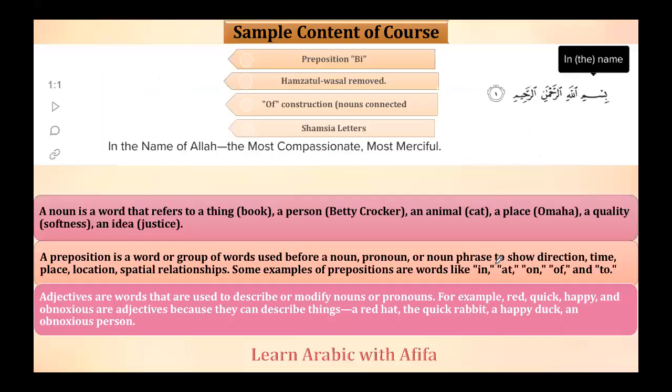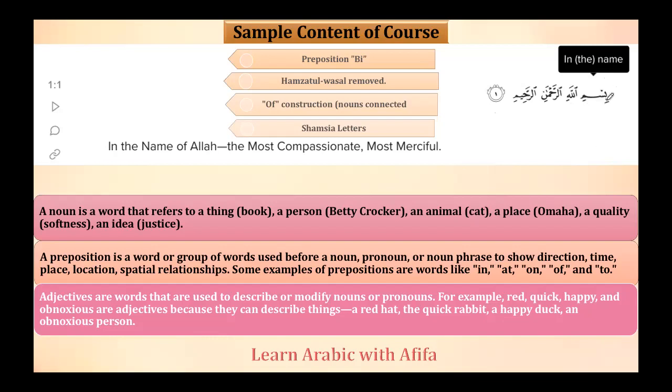So now we begin with providing a sample of what this course is going to be like, okay? You will not need to know any of this information today. This is just to give you an idea of the course content, okay? We are going to take this verse right here to analyze some grammatical concepts.